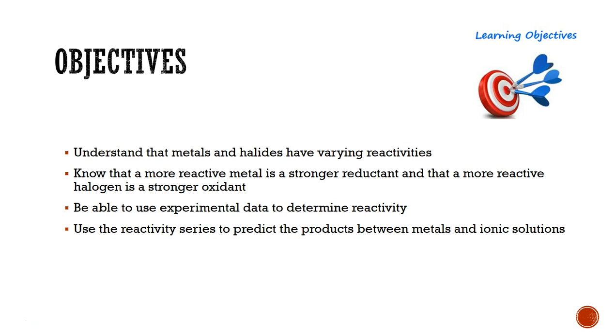We're also going to be looking at being able to predict displacement reactions and knowing now in terms of redox that a more reactive metal will be a stronger reductant and that a more reactive halogen is a stronger oxidant. So a non-metal being more reactive would be a stronger oxidant. Hopefully remember that the reductant is always oxidized and the oxidant is always reduced.